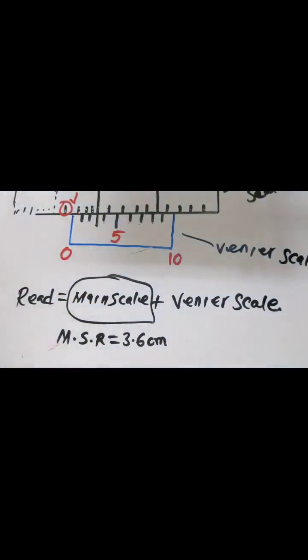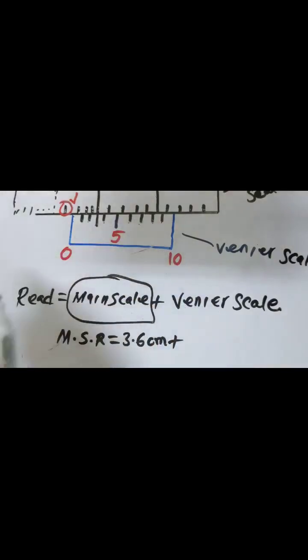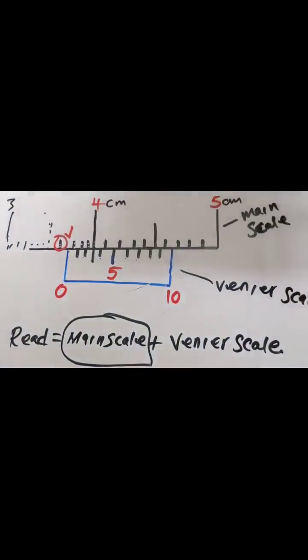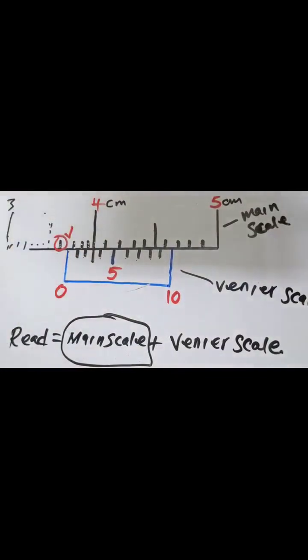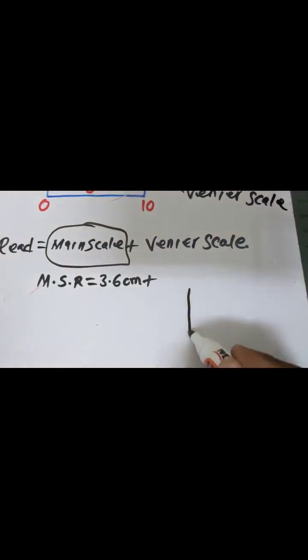So now how do we find the reading of the Vernier scale? Okay, so here we are adding. The reading of the Vernier scale, we find it at the point where the main scale and the Vernier scale are colliding, okay? What do I mean? They are intersecting like this.